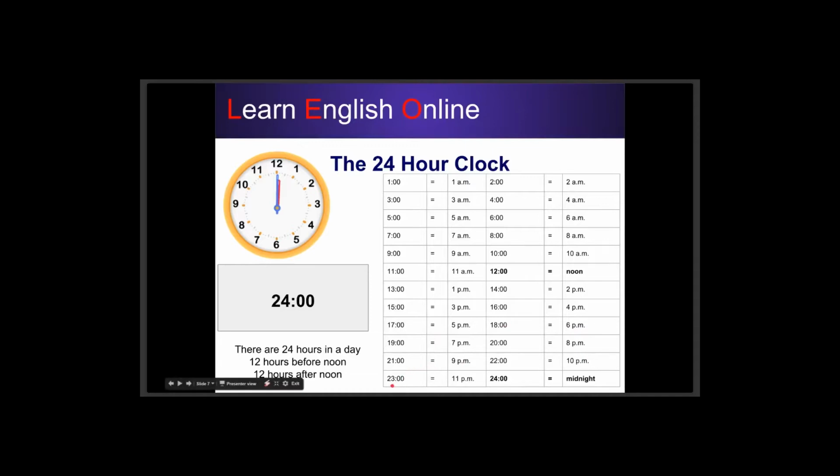And then we have this other problem, the second 12 o'clock. So instead of saying 12 o'clock, we say midnight. In the midnight hour, in the middle of the night, midnight. So we have two 12 o'clocks with slightly different names, noon and midnight. It's really useful to know those two times so that you can make it clear.